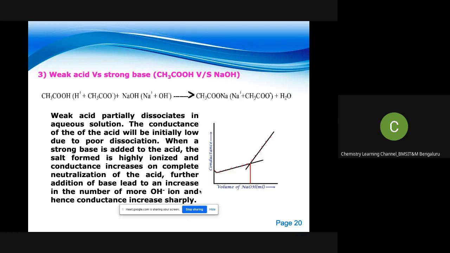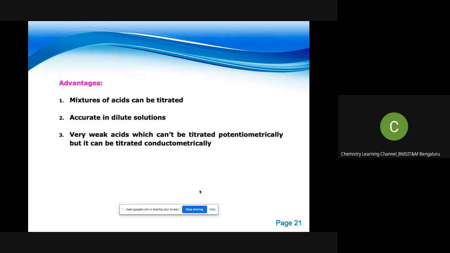Next, advantages. So what are the advantages of this method? We can find the strength of the acids even if they are in the form of a mixture. Even if a mixture of acids is given, they can be titrated, and their strength can be determined by titrating it against a suitable titrant. And even dilute solutions will give us accurate readings. So we can test this for dilute solutions.